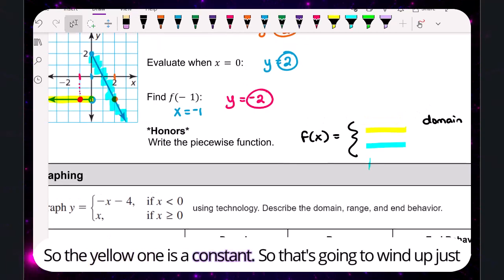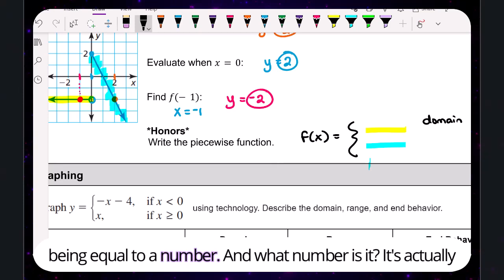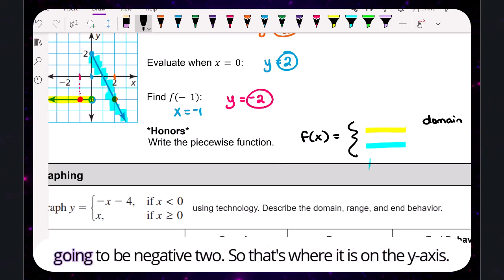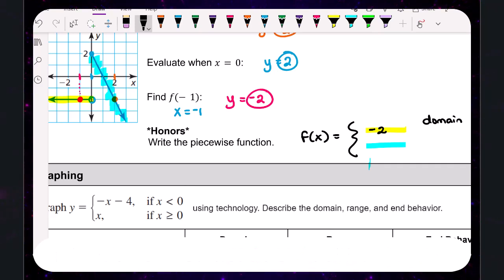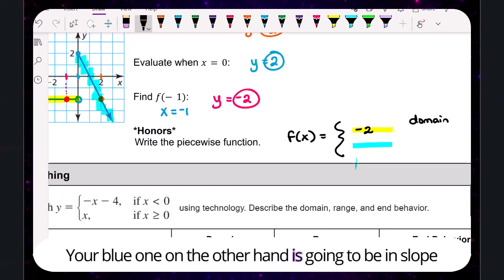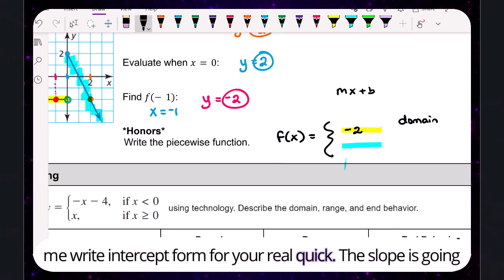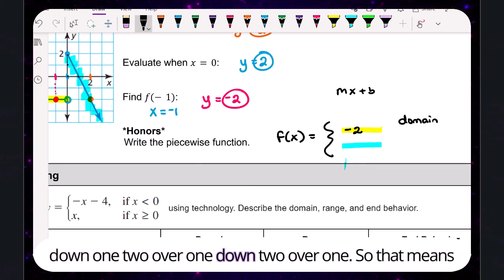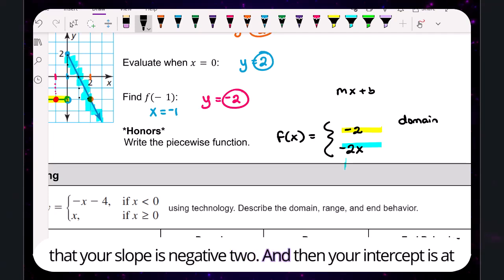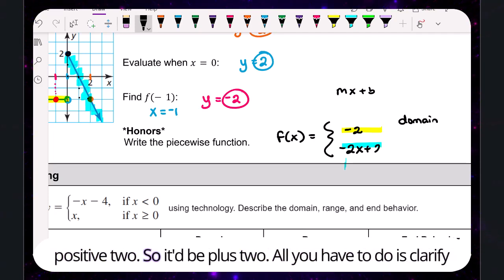So the yellow one is a constant, so that's going to wind up just being equal to a number. And what number is it? It's actually going to be -2. So that's where it is on the y-axis. Your blue one, on the other hand, is going to be in slope-intercept form. So you can look at it and figure out the slope. The slope is going down 2 over 1. So that means that your slope is -2, and then your intercept is at +2, so it'll be +2.